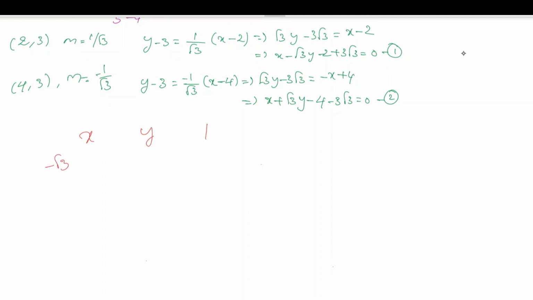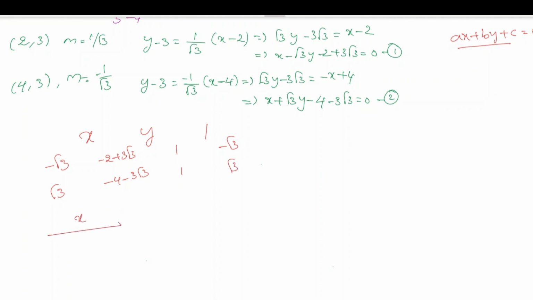Then under here we have to write the b values. These equations are in the form of ax plus by plus c equal to 0. Consider this and now take the b values, that is minus root 3 is the first one and then we have root 3. Now the c values, that is minus 2 plus 3 root 3 and minus 4 minus 3 root 3. Now the a values, that is 1 and 1, again the b values minus root 3 and root 3.